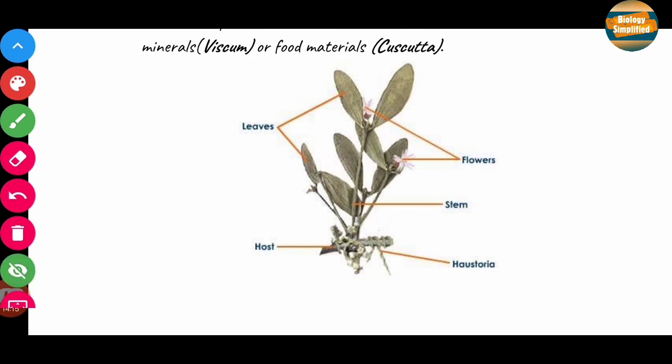Here you can see in this diagram, there is a presence of haustoria. These are sucking roots which penetrate into the host tissue, that is the other plant from which nutrition is taken. This is the host.